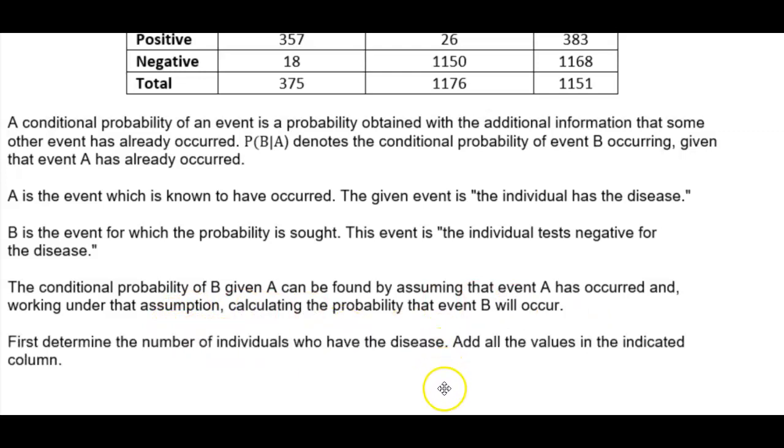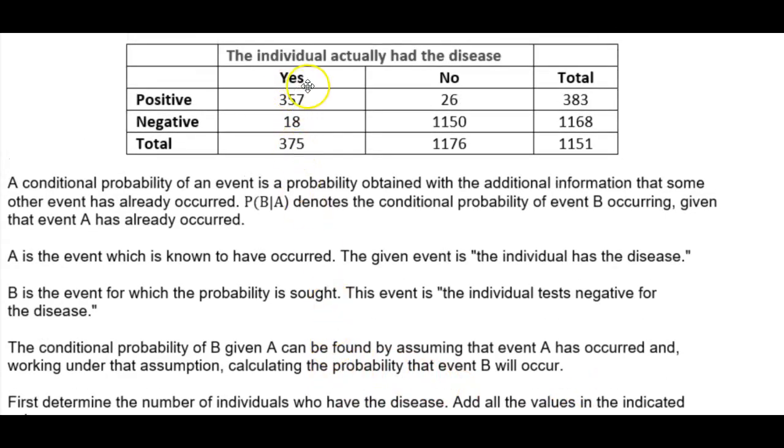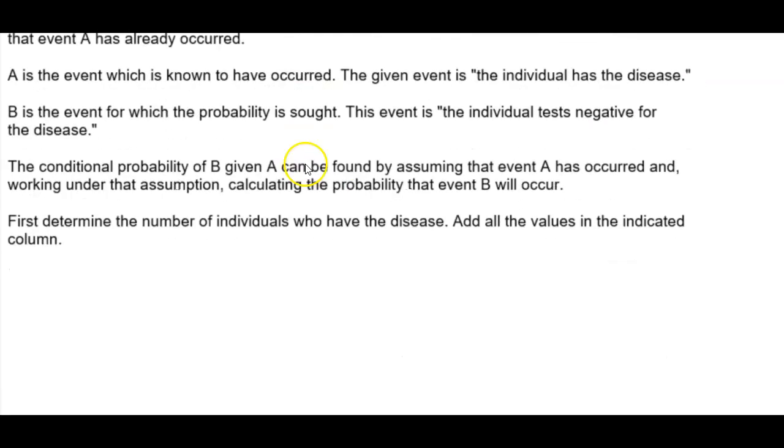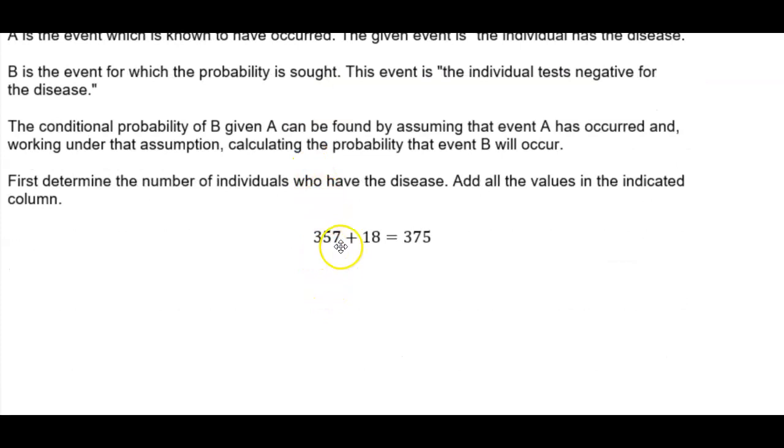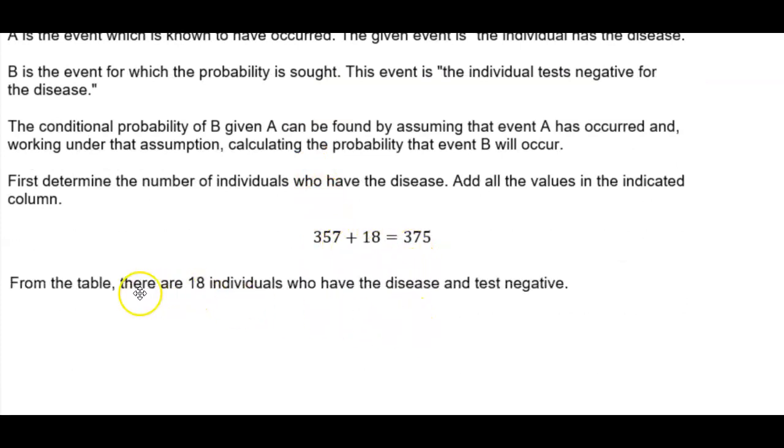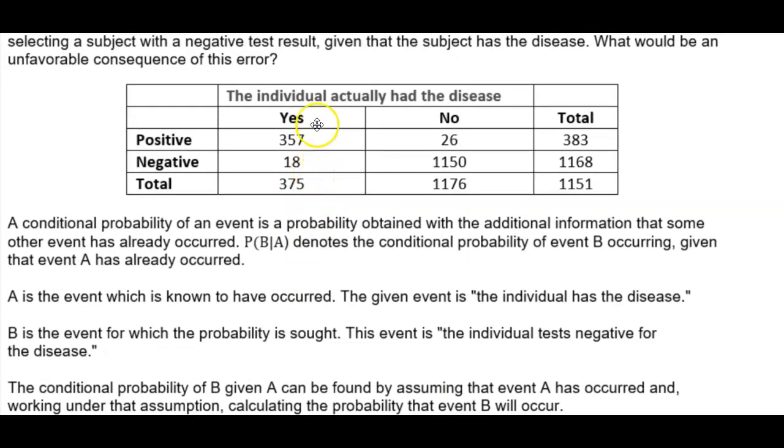So we first need to determine the number of individuals who have the disease and then add the values in the indicated column. So this is a yes that has a disease, so we're going to take 357 plus 18, and that gives us a total of 375. Now we can say that from the table, there are 18 individuals who had the disease and tested negative. So let's go back up here. How many have the disease and tested negative, you can see, is 18.